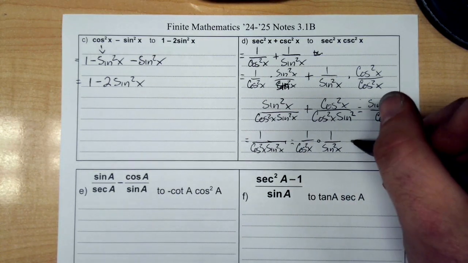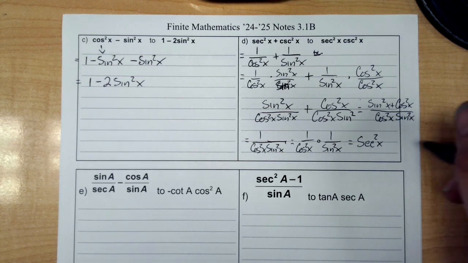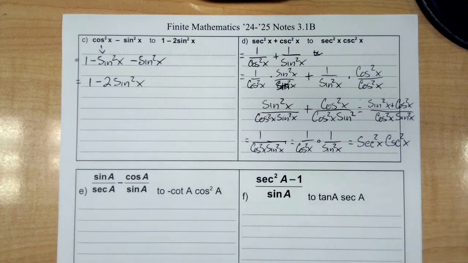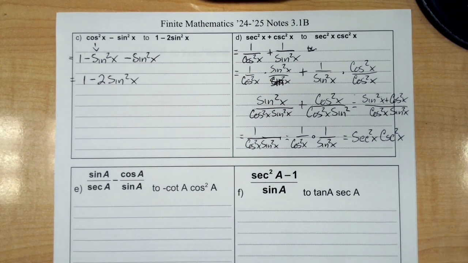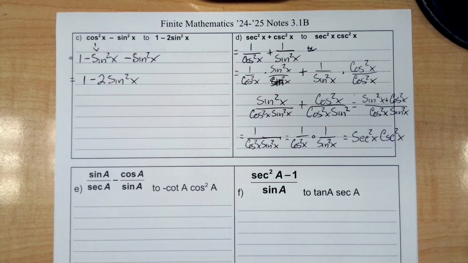And 1 over the cosine squared is really secant squared. And 1 over the sine squared is really the cosecant squared. And again, you might notice that I'm not boxing any final answer because the final answer was given to me at the beginning, a little bit like a geometry proof. It's really the process in the middle that we're looking for.